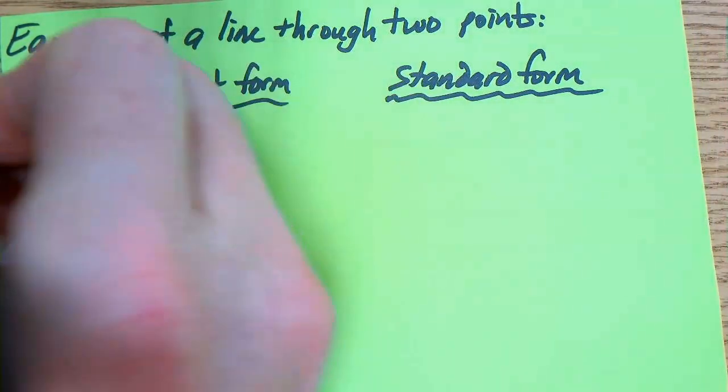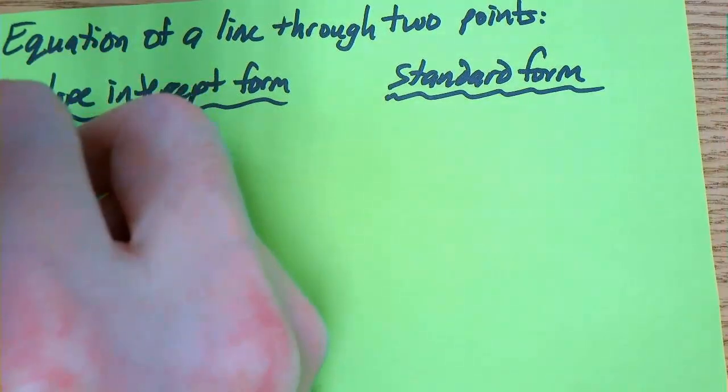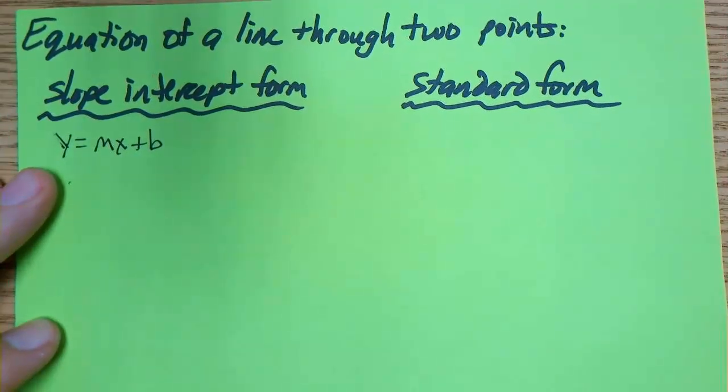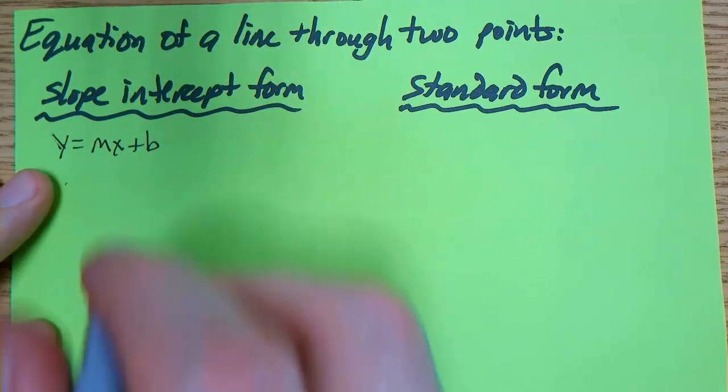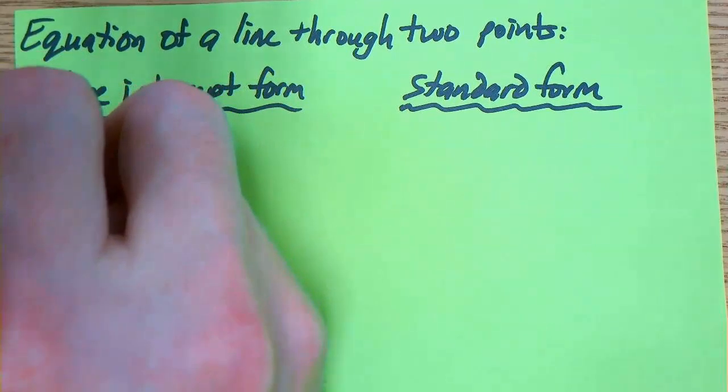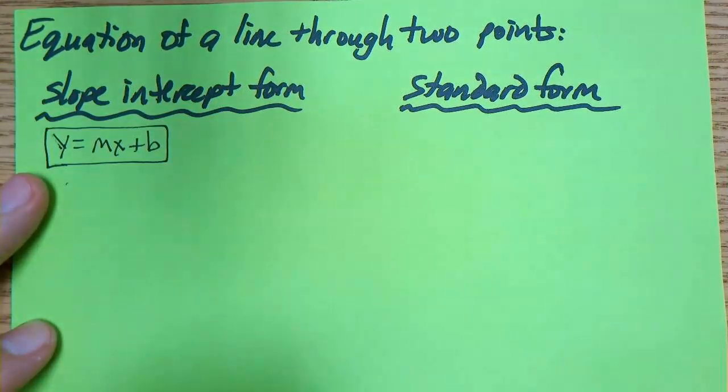And remember, slope-intercept form is y equals mx plus b. And that's what we're looking at, trying to get that. That is slope-intercept form. So this is what you need to have that form, or that equation into that form.